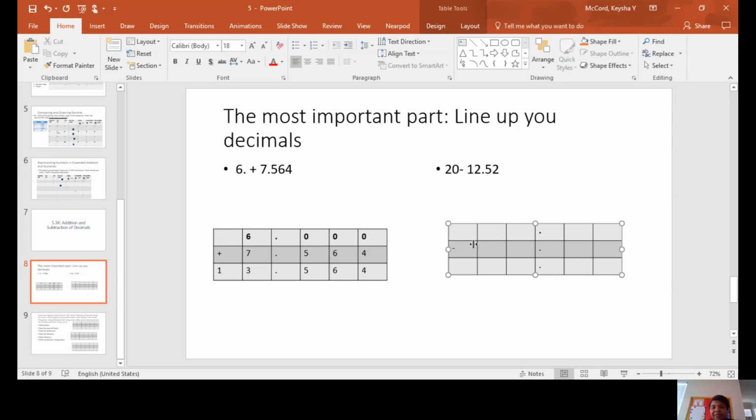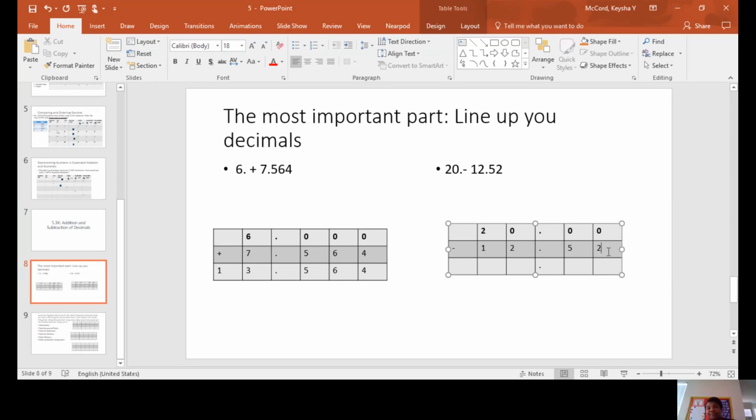Let's look at our second problem, 20 minus 12 and 52 hundredths. Okay, now, again, we have a number that doesn't have a decimal. Just because the decimal is not there does not mean it does not exist. The number 20, all I need to do is add a decimal at the end of the 0. And then anything behind it will just be zeros. So let's type this into our table. Again, remember there's nothing there, so I'm just going to add zeros. So this is the number 20 minus 12 and 52 hundredths.